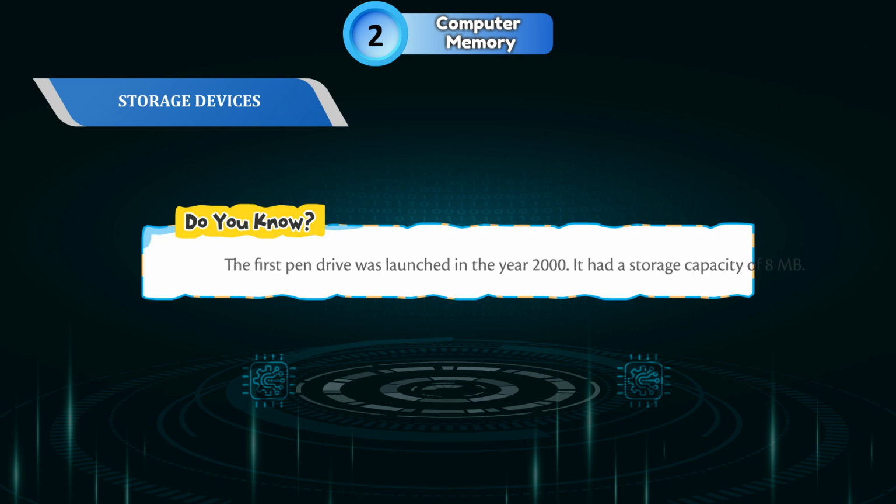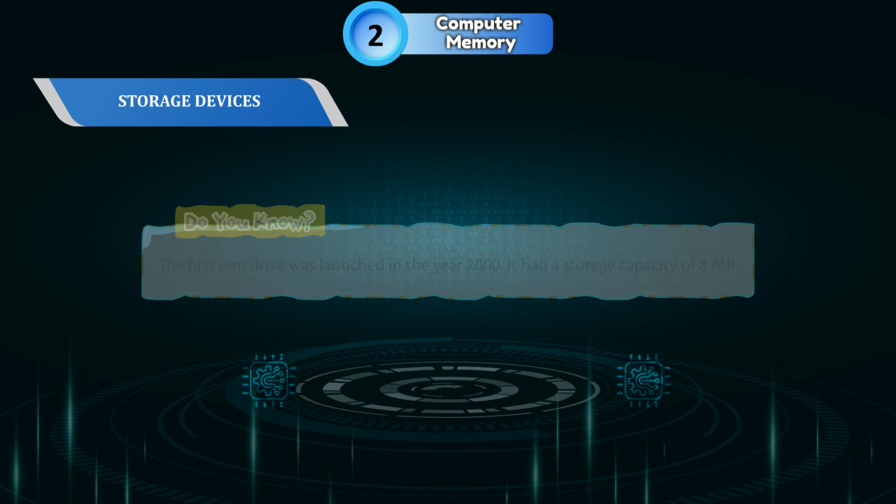Do you know? The first pen drive was launched in the year 2000. It had a storage capacity of 8 MB.